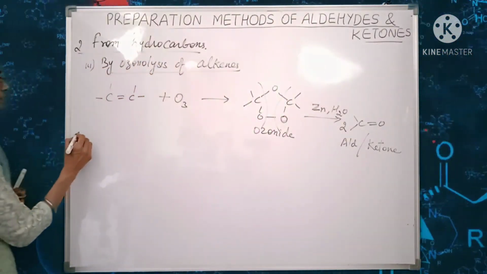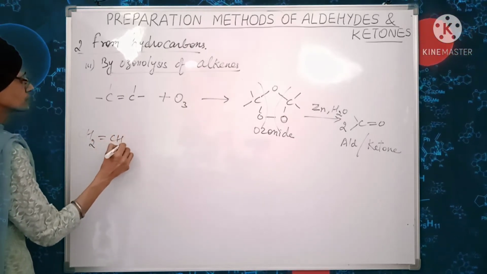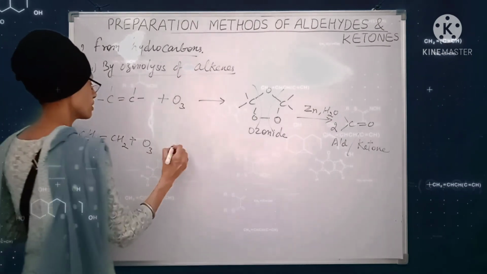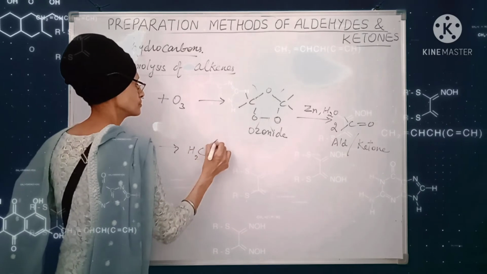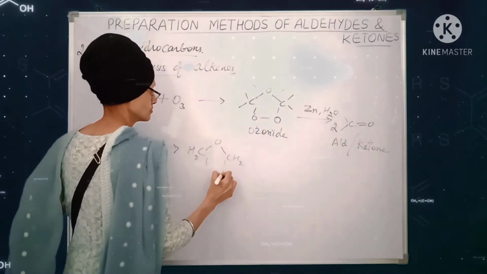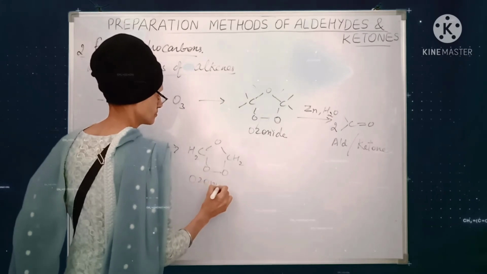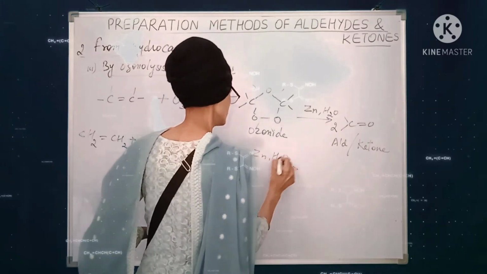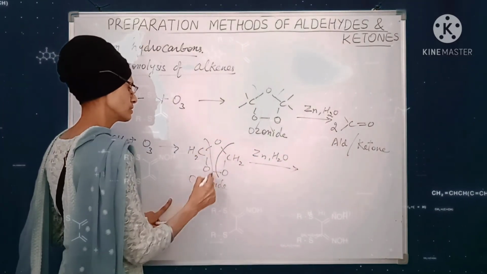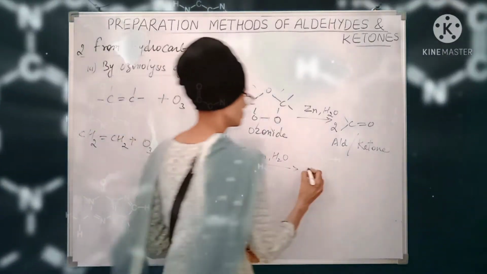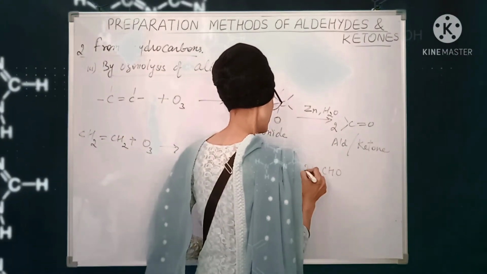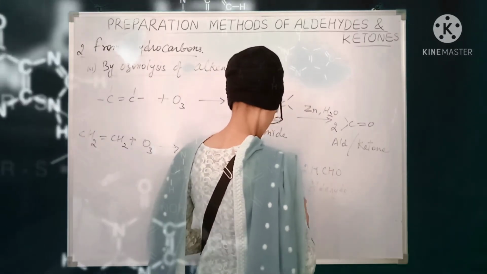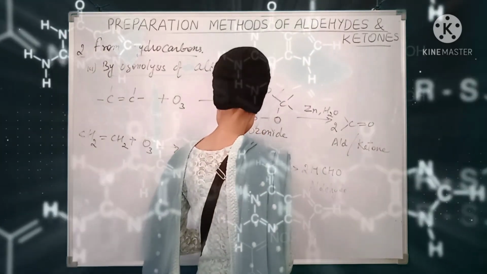So here we can take the example of ethene, CH2 double bond CH2. When it is treated with ozone, the ozonide formed will be of this type. Further treatment with zinc and water will give fragmentation this way. So HCHO, 2 molecules of formaldehyde are formed, which are aldehydes. So the aldehyde formed here is methanal.